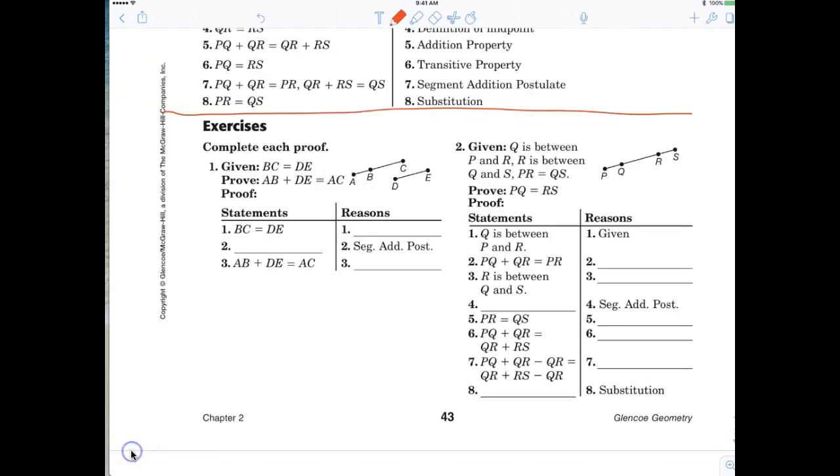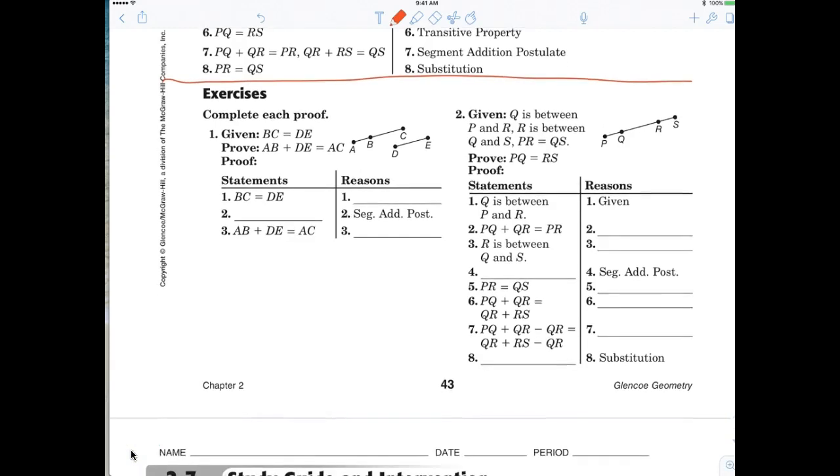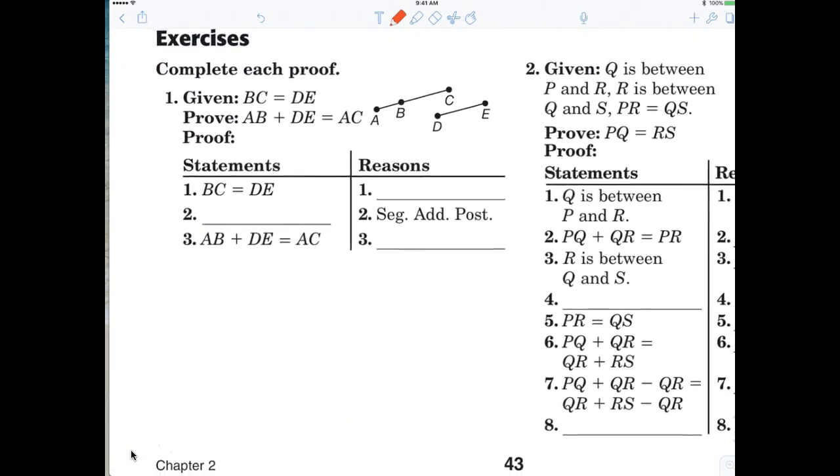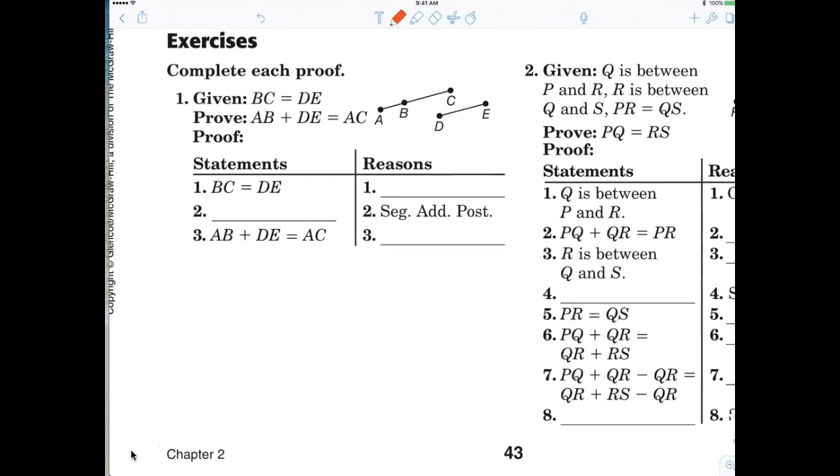All right. Complete these proofs, which I don't think are that difficult. So here we go. It says DC is equal to BC, BC is equal to DE, and AB plus DE equals AC is what we're trying to prove. So here, again, some of you will get one question right on the test, because you just put in given for the first one. Then all of a sudden we start to fall down.